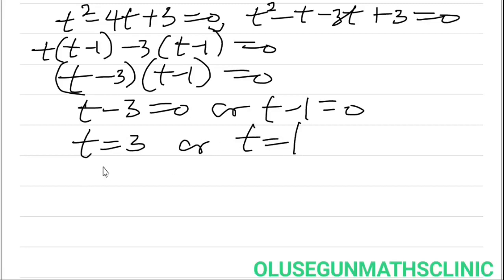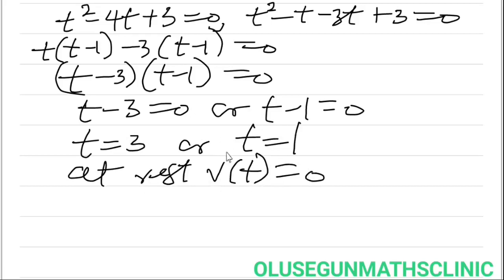So at rest, v of t must be 0 at t equals 3 seconds and 1 second. So that is when they are talking about when a particle is at rest. I will just try to illustrate. Where we are going now is how this is applicable to the economics part.